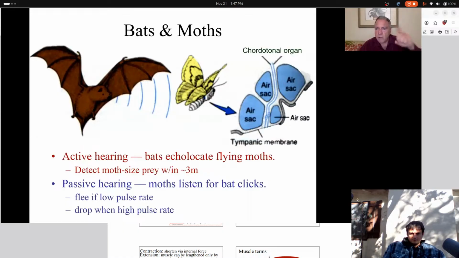Whereas if it detects the high pulse rate, then it knows that the bat is locking in on it now. And so it won't try to outfly the bat, it'll just fold its wings and fall out of the sky. So it not only detects the presence of the bat, but whether the bat is locked in on it or not. If it isn't, it tries to fly away. If it is, just fall from the sky and hope you fall faster than the bat can catch you. There's even one species of moth that stridulates, rubs its wings together at such a frequency that it jams the bat signal. So it's got sonar jamming capability.